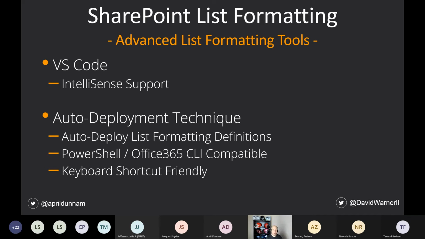Visual Studio Code, on the other hand, which is a free tool from Microsoft, provides what's called IntelliSense support. And that means that it will give you little helpers as you create them. There's also a new tool that Chris King came out with that we can show you in the end as well. Now, if you are comfortable with code, but you're just now diving into list formatting, there's also an auto deployment technique that you can take advantage of. This combines PowerShell or the Microsoft 365 CLI, depending on if you're on a Mac or a PC.